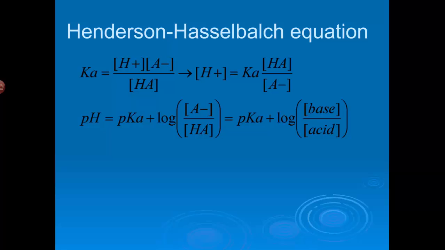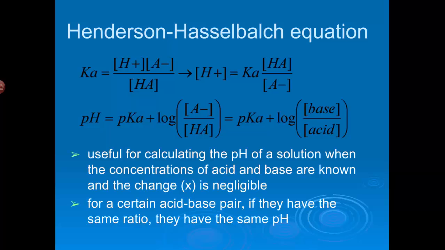And so we say that the pH of a buffer can be calculated by taking the pKa and adding to it this little log term of the concentration of base over concentration of acid. That's called the Henderson-Hasselbalch equation. Okay, so it's very useful if you know the concentrations of the acid and the base in your buffer, and the value of X is going to be very, very small because Ka is very small. If you have the same ratio of acid to base, then the pH won't change. The pH will be the same as the pKa. So if the base and acid concentrations are equal, then you get log of 1, which is 0, and then pH is equal to pKa.